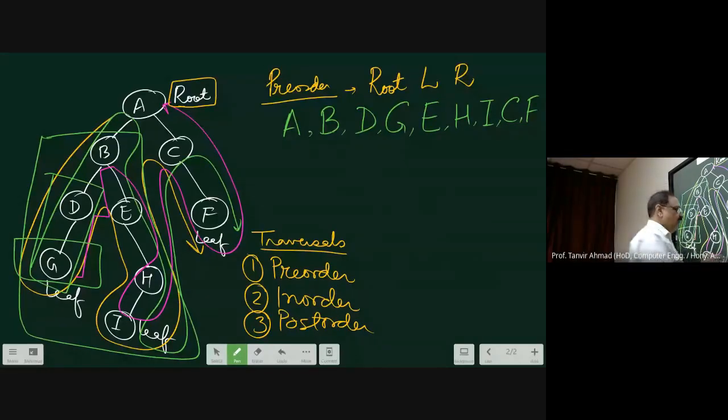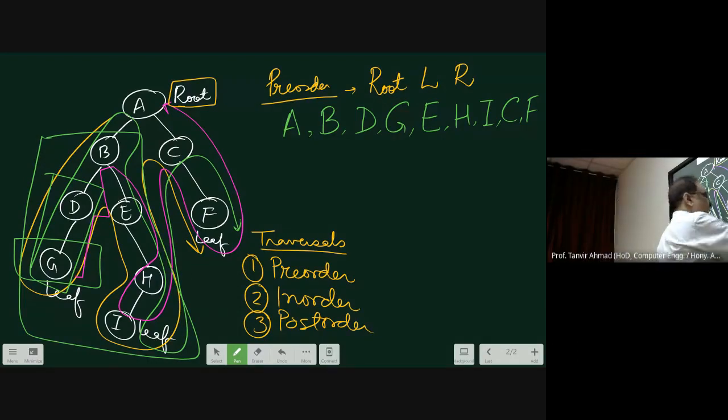Then the second one. Is it clear how I traversed? You start with the root, follow the left of root, come to B, again follow the left, D, left of D is again G, left of G nothing, go back, D, right of D nothing, go back to B, and then you get E. And so on, you will end up getting this traversal.